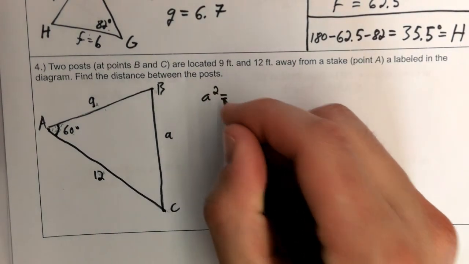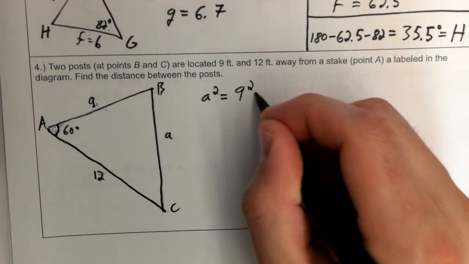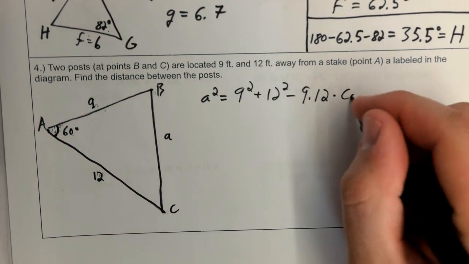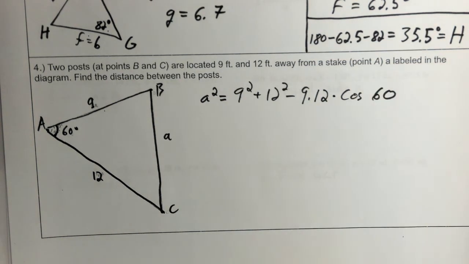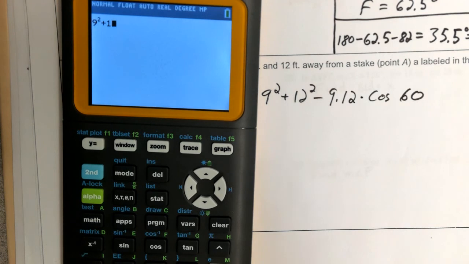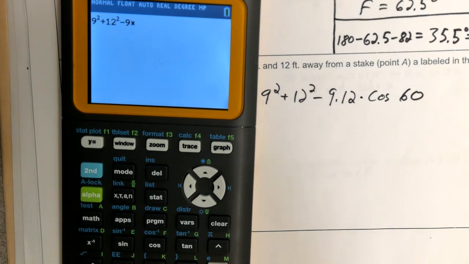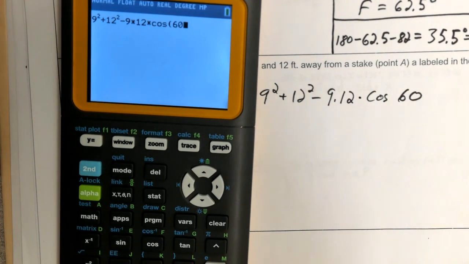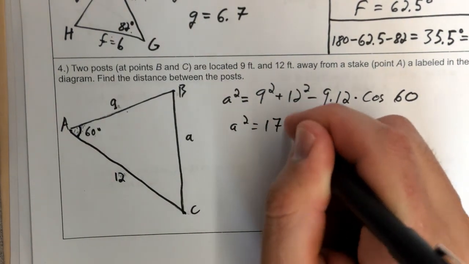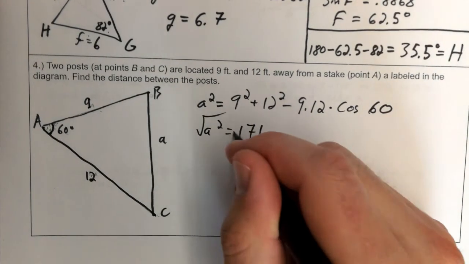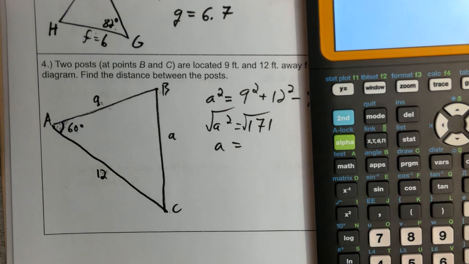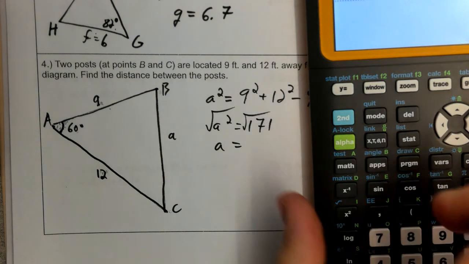Little a squared is equal to 9 squared plus 12 squared minus 9 times 12 times the cosine of 60. Put all that in your calculator. So 9 squared plus 12 squared minus 9 times 12 times cosine of 60 is 171. So I get a squared is equal to 171. Remember, you've got to square root both sides. So I get a is equal to the square root of 171. Turns out to be 13.1 feet.